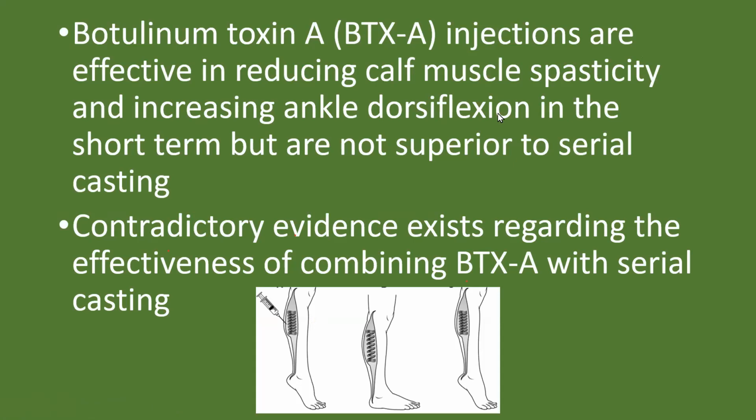Botulinum toxin A injections are effective in reducing calf muscle spasticity, as I've spoken repeatedly. And they are used very frequently, but not to expect a perfect result without serial casting.